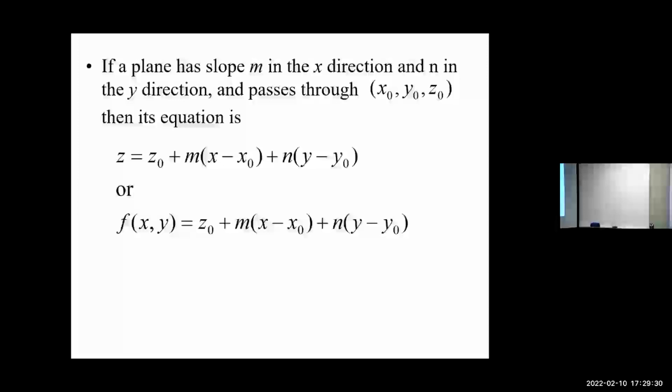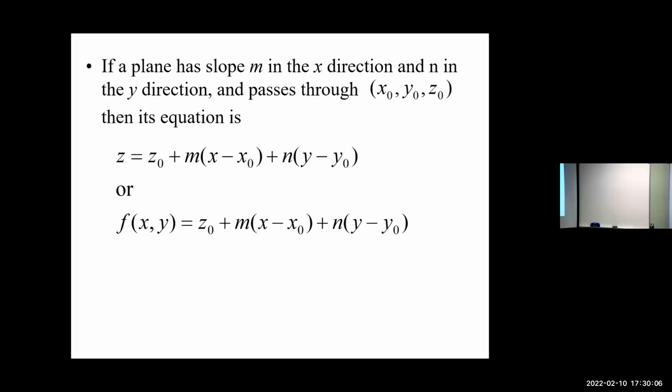We're going to see a couple different forms of a plane. Depending on what we're doing, one form may be more useful than another, but here's a general form. This would be like the point-slope form of a line. This would be the point-slope form of a plane, because all we need to do is find m and n, and then we can plug in x0, y0, and z0.